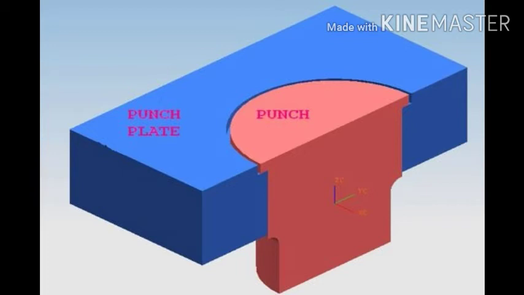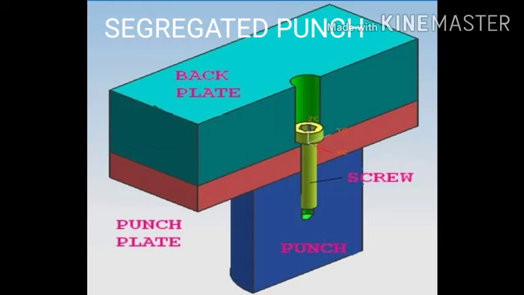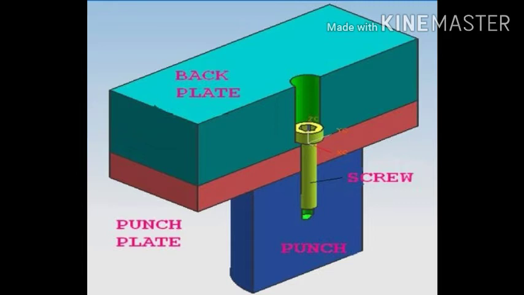According to the classification by mounting, the segregated punch, you can see in this image. There is a punch plate and a back plate, so that we have provided the hole and the screw holds the punch. Such type of arrangement you can see in the segregated punches. These punches are self-mounted in the sense that they are positioned and retained by means of self-contained screws and dowels.